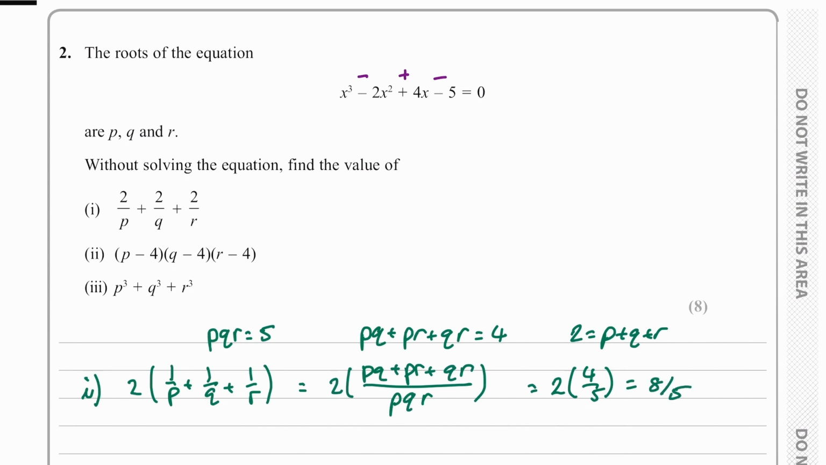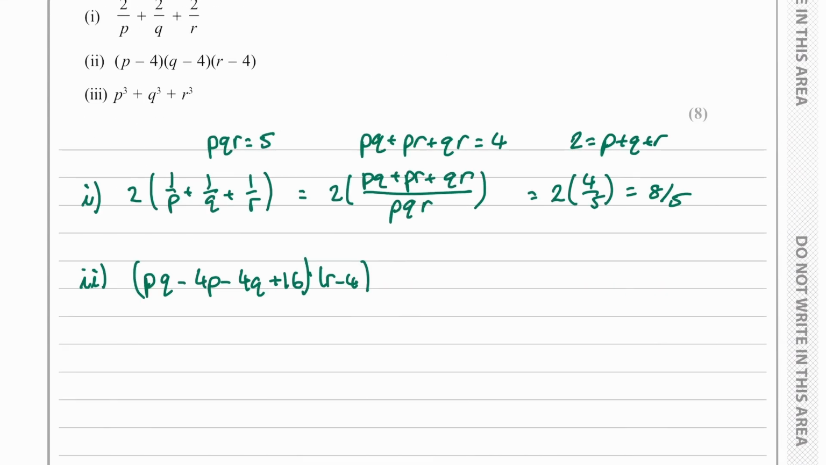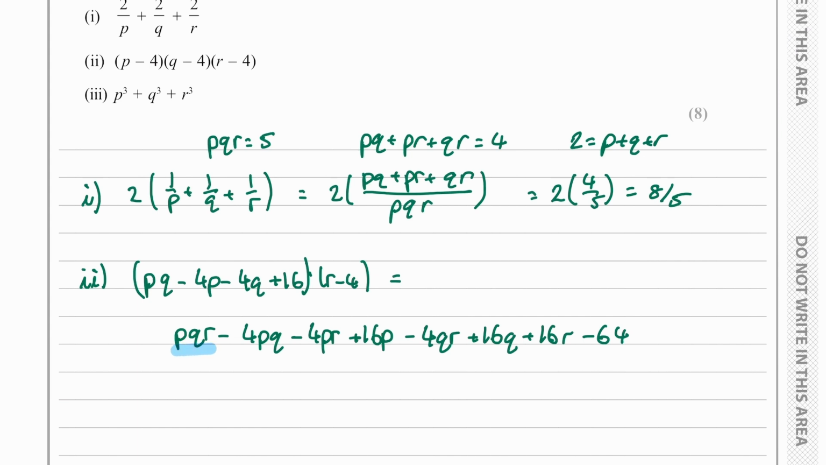So that's part A. For part B, probably the quickest way of doing this is to expand out each of these three brackets. So we'll begin with expanding p minus 4 by q minus 4. So we get this multiplied by r minus 4, and then we'll expand out each of these terms. So then we have pqr, we've got the product pairs, and we've got the individual roots. So we can simplify this.